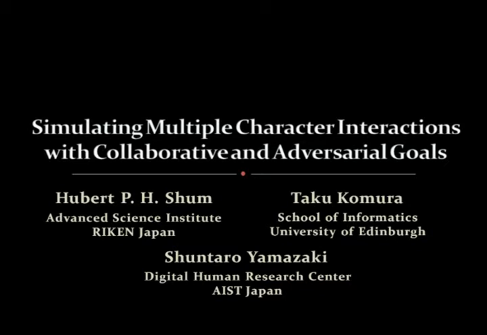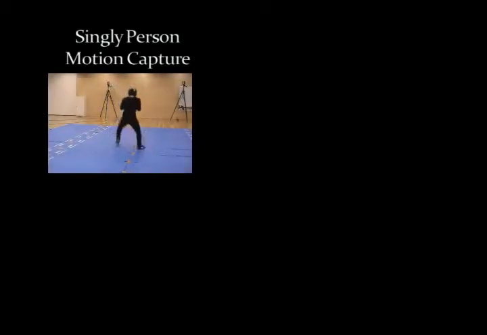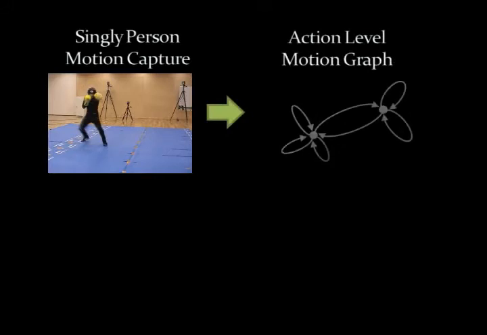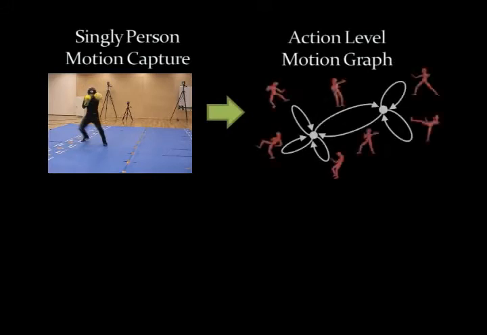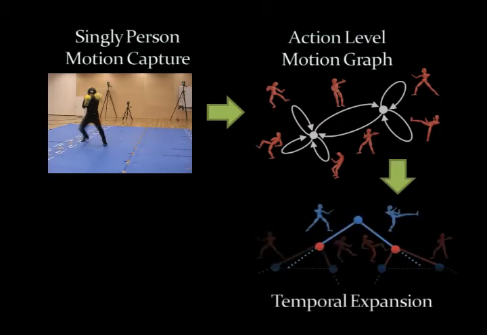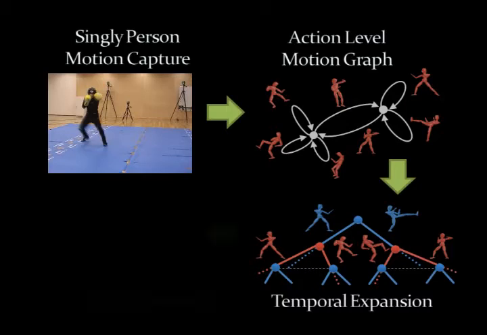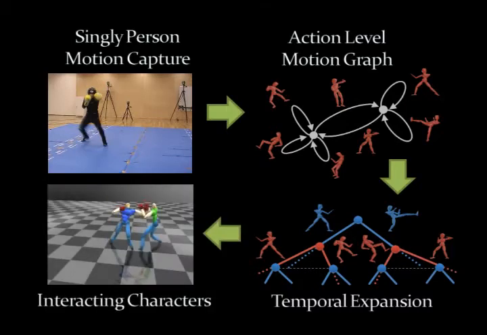In this research, we propose a new method to synthesize animations of multiple characters competing with each other while satisfying the overall requirements of the animator. We first capture the motion of a single actor. Then we construct an action-level motion graph. Each character expands a game tree and evaluates the long-term benefit to select the optimal action. Using this method, we can simulate dense interactions of multiple characters.